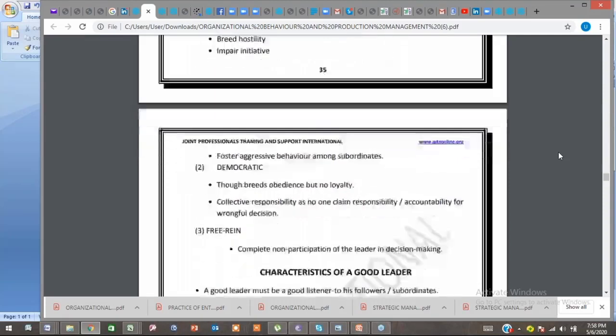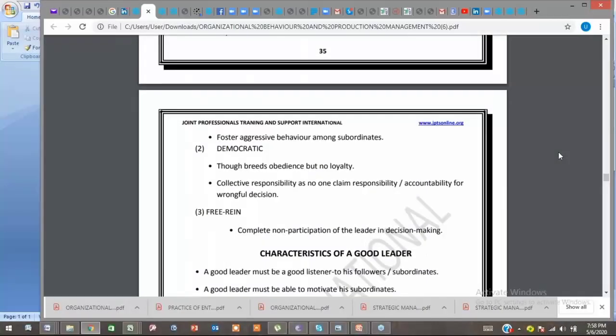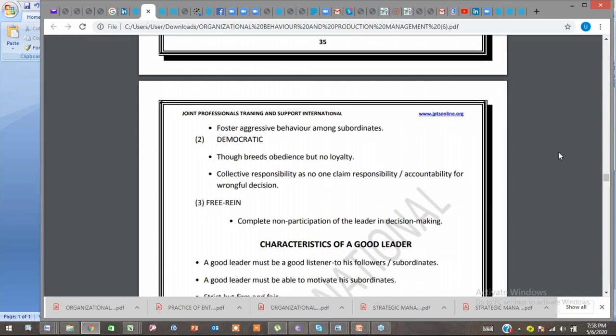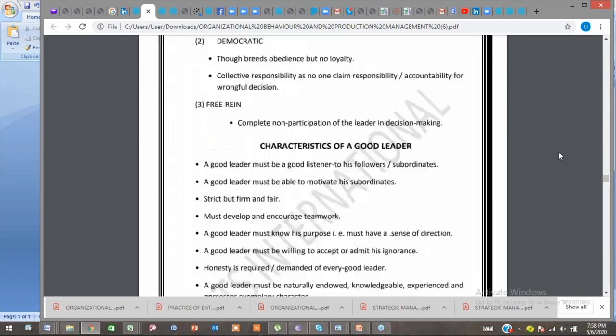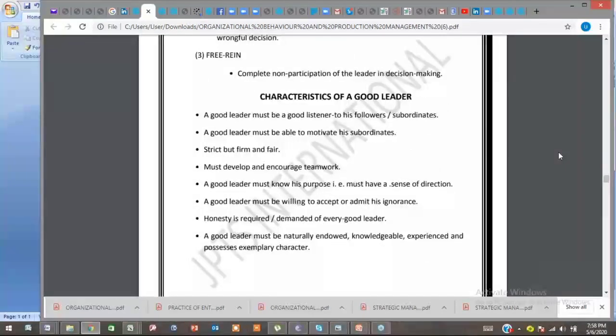It breeds focused aggressive behavior. Democracy, though, breeds obedience but no loyalty. Collective responsibility, as no one claims responsibility and accountability for wrongdoing. Free rein means complete non-participation of the leader in decision making.